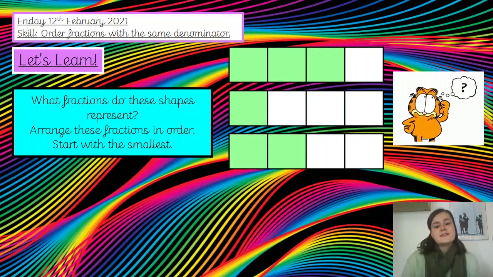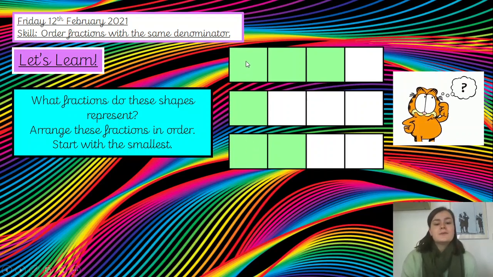Okay, so this time we can see that our whole has been split into 1, 2, 3, 4 equal parts, and it's the same for each. So we know that our denominator will always be number 4 with these fractions. We also know that that's called quarters, don't we? So well done if you said that.